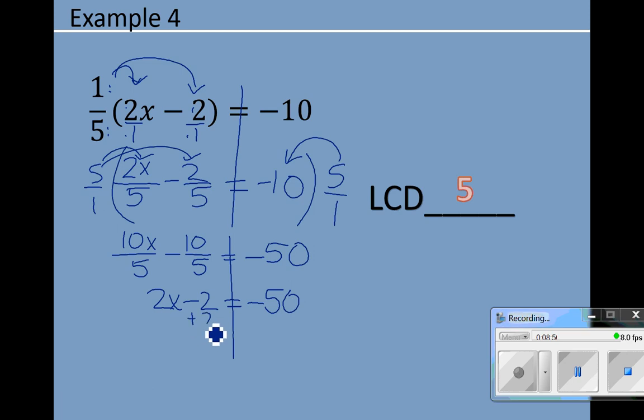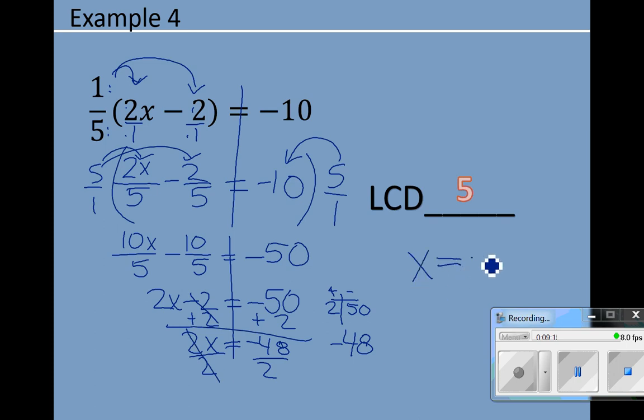So we would add 2 to both sides. 2x equals, if you make a T-chart, 50 is on the negative side, 2 is on the positive. So you find the difference, and that would be 48. Negative because 50 is greater. Divide both sides by 2. So x equals negative 24.